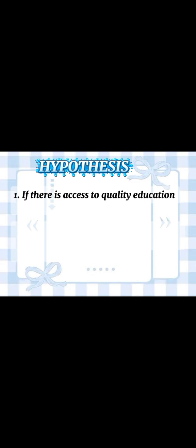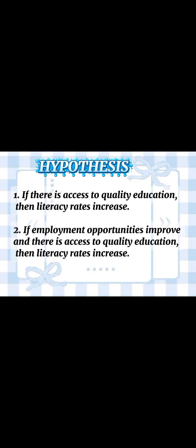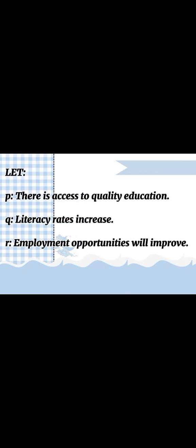Now let's proceed to the hypotheses. Hypothesis number 1 stated that if there is access to quality education, then literacy rates increase. Hypothesis number 2 stated that if employment opportunities improve and there is access to quality education, then literacy rates increase. First, let P be the access to quality education, let Q be the literacy rates increase, and let R be the employment opportunities will improve.